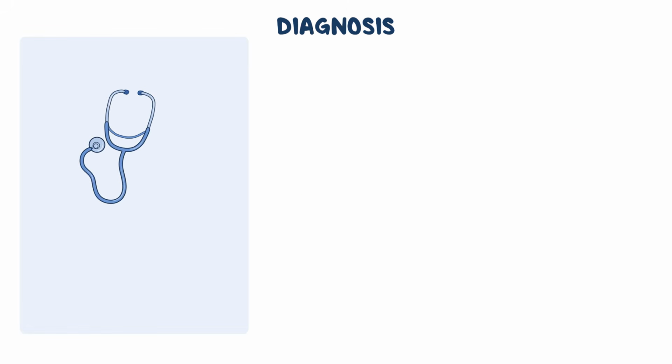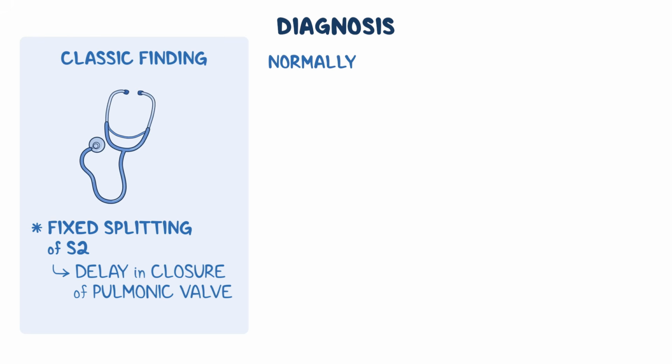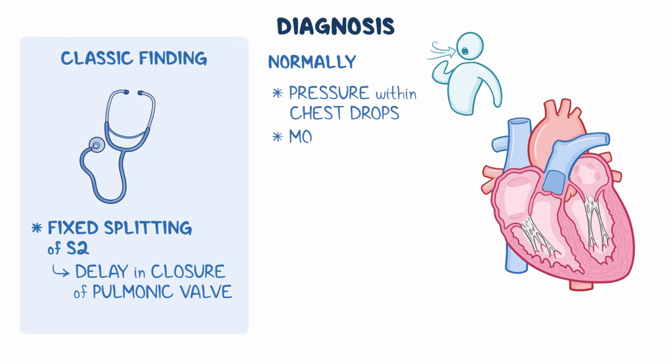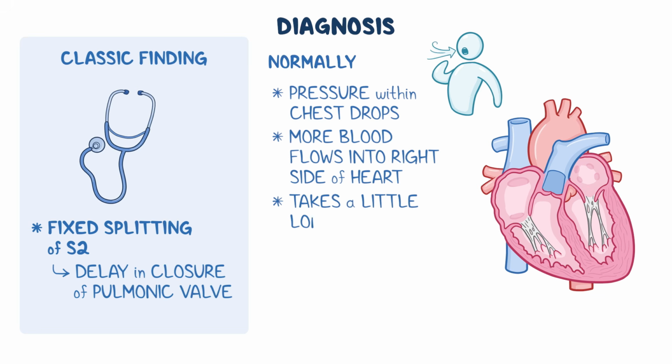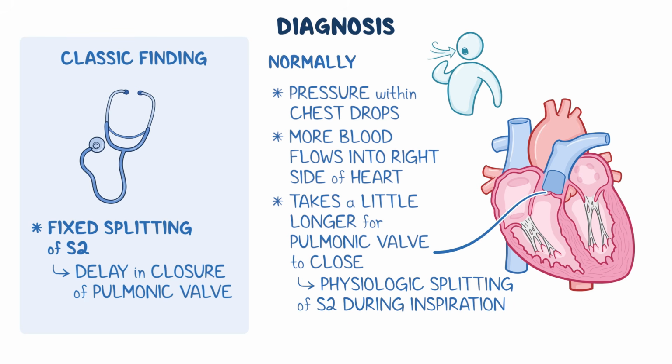Upon auscultation, the classic finding is a fixed splitting of S2 due to a delay in the closure of the pulmonic valve. Normally, when you take a deep breath, the pressure within the chest drops, so more blood flows into the right side of the heart, and it takes a little longer for the pulmonic valve to close. This can be heard as a physiologic splitting of S2 during inspiration, where the pulmonary valve closes a bit later than the aortic valve.